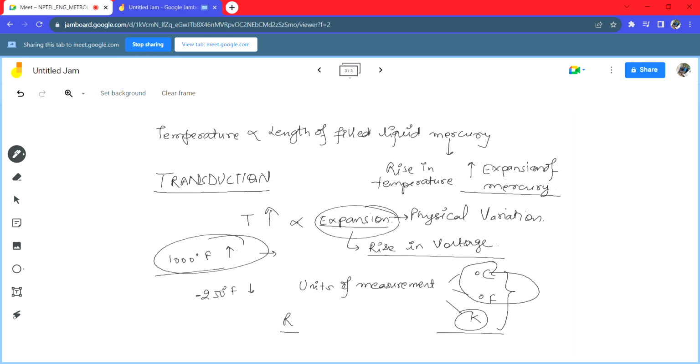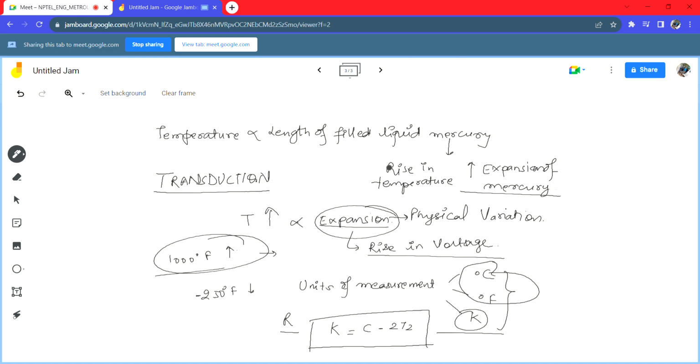Like Kelvin is related with Celsius as... Is this right? Is this the right formula? Or am I missing out on something?